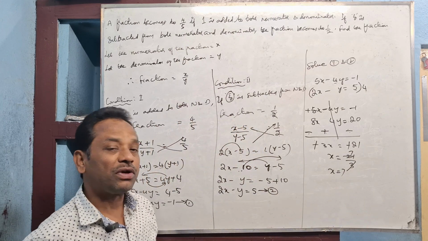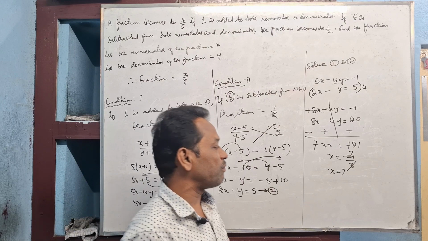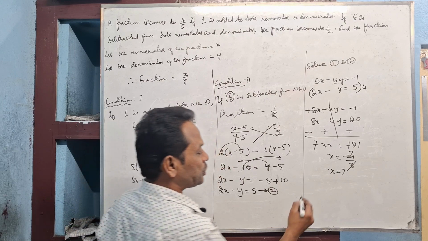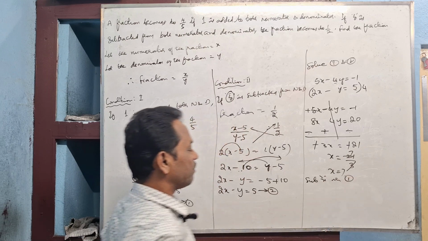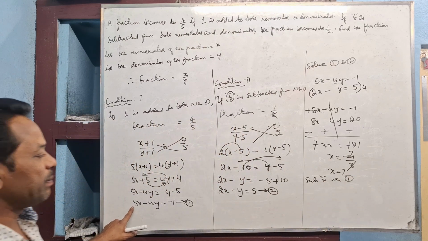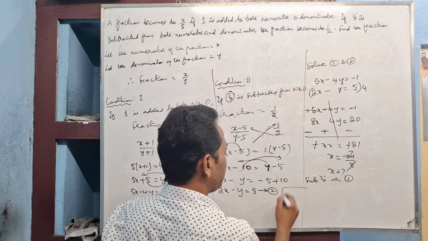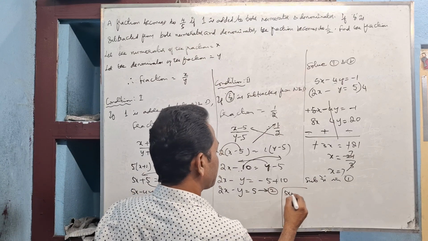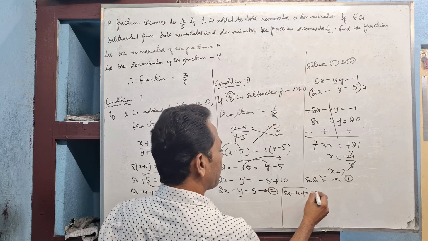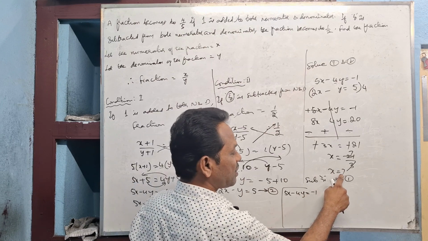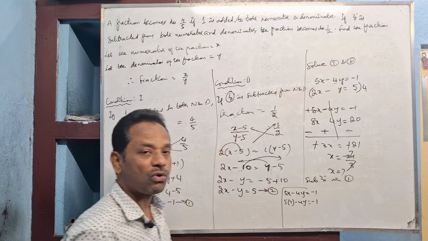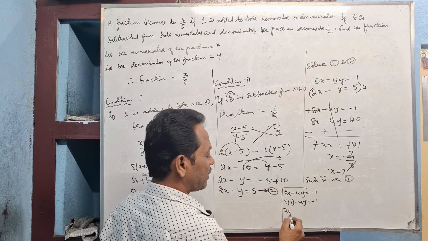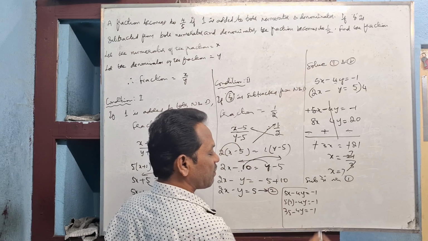I got the x value. How to get my y value? Just substitute x in equation 1. So my equation 1 is 5x minus 4y equal to minus 1. The value of x is 7, so 5 into 7 minus 4y equal to minus 1. 5 sevens are 35, so 35 minus 4y equal to minus 1.